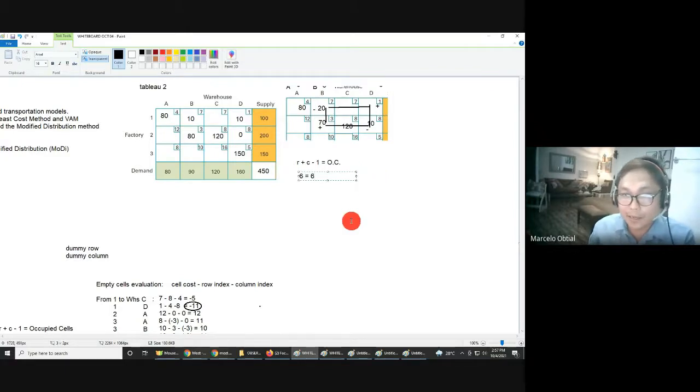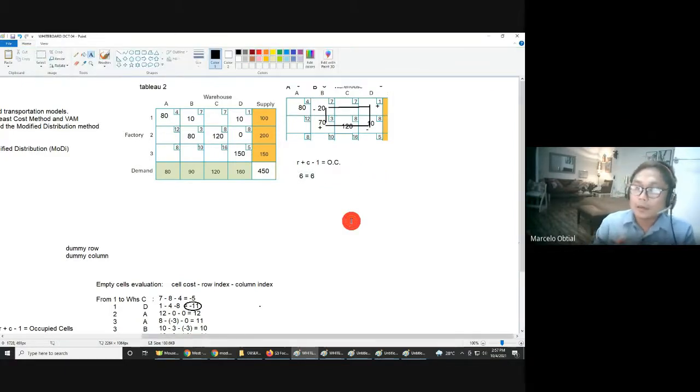So do not degenerate. The importance of why we are doing this is just to make sure that it goes around all the empty cells. If it is not equal, you need to introduce the epsilon. That's the importance of knowing how to do the closed path method. If it is not equal, you need to put E. Your placement should be strategic so that you can form a closed path. If not, it's a big problem. Okay, next, let's proceed.